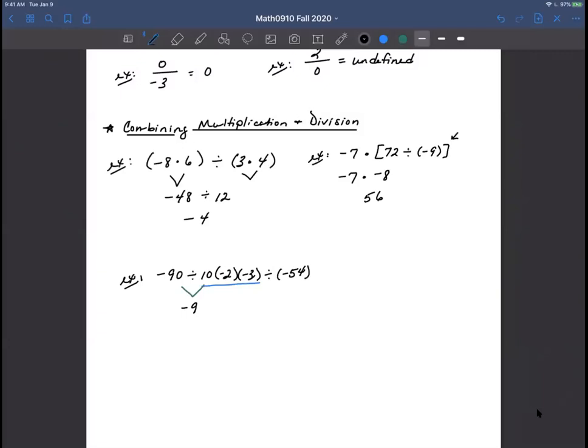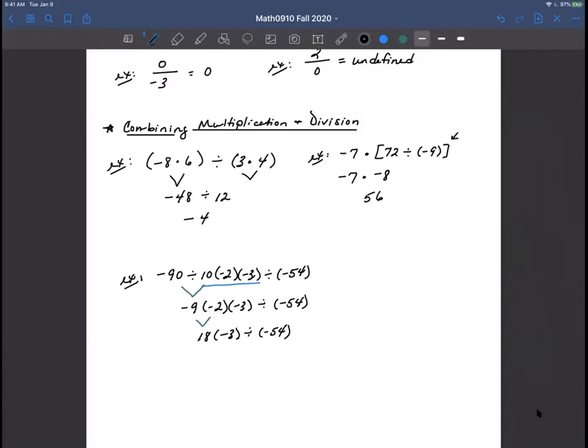Now, what happens to all the rest of it? I bring everything else down. So now this -9 is multiplied by -2, which is multiplied by -3, divided by -54. Now I tackle the next thing. The next thing is going to be these two. Remember, I'm still moving from left to right. So -9 times -2 is +18. Bring down everything else. The -3 divided by -54. Notice that I'm not changing anything to the rest of the problem.